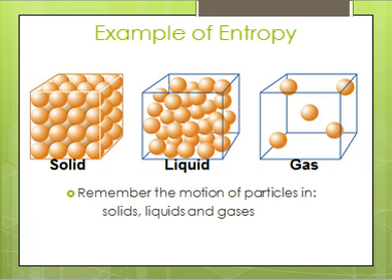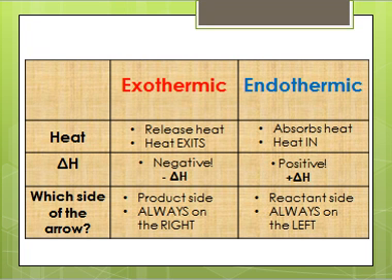And here's just a nice little summary for you of this information that we've talked about today. Exothermic means to release heat or heat's leaving. The delta H will be negative, and heat will be written on the right. When it's endothermic, it means heat's being absorbed or taken in. Delta H is positive, and you write it on the left.